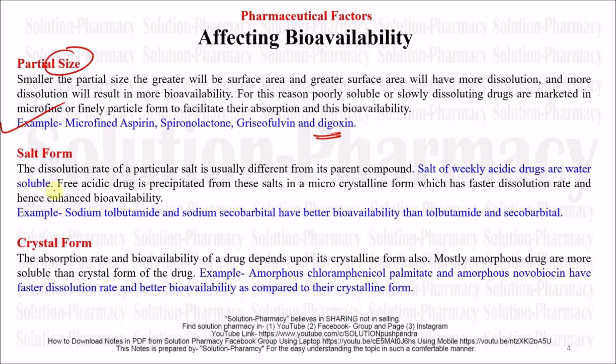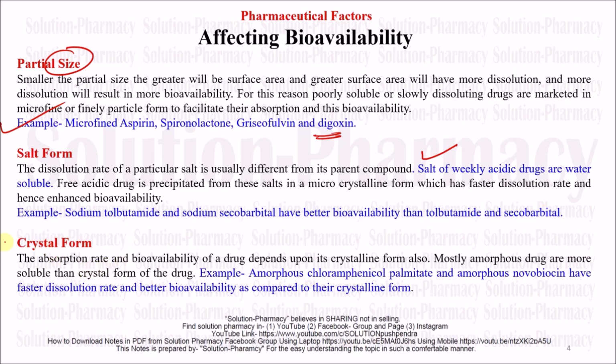Now the next one is salt form. Salt form is important from the solubility point of view, and if the solubility is higher, definitely their absorption and further their bioavailability will be higher. So, salts of weakly acidic drugs are water soluble, and those drugs which are water soluble will have better absorption. This is an important point. Sodium tolbutamide and sodium secobarbital have better bioavailability than tolbutamide and secobarbital, just because of their salt form.